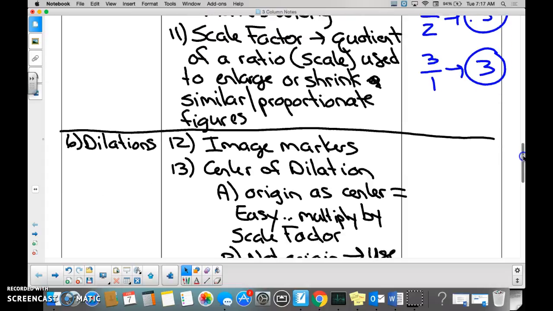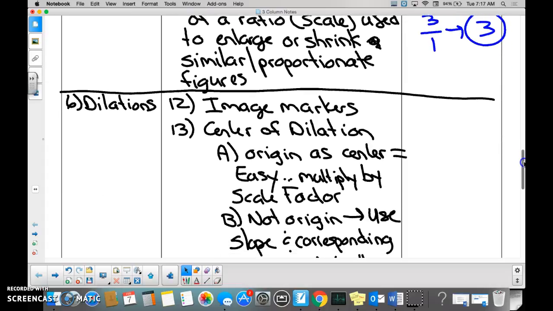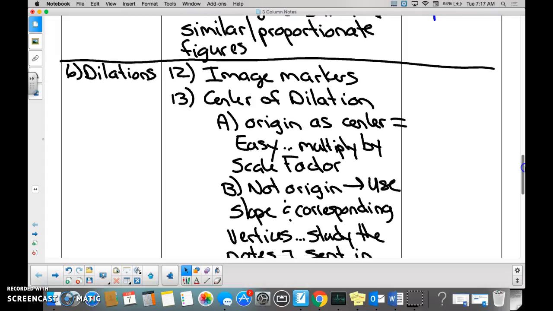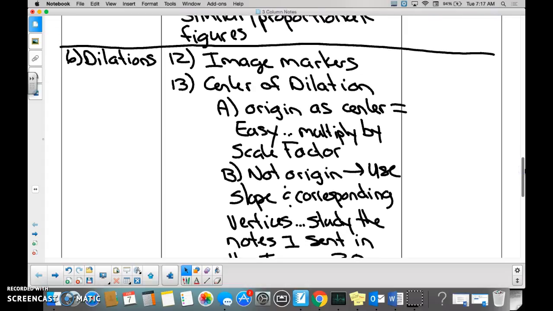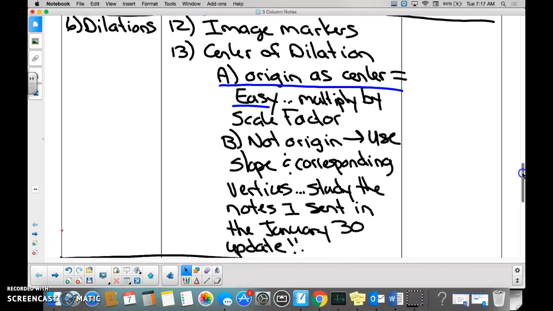This is where it got a little bit tricky here. I think this is probably the most challenging part of the chapter, in which you're dealing with center of dilation. If it's the origin, it's easy. Origin as center, easy, you just multiply by the given scale factor. If it's not the origin, you have to use slope and corresponding vertices.